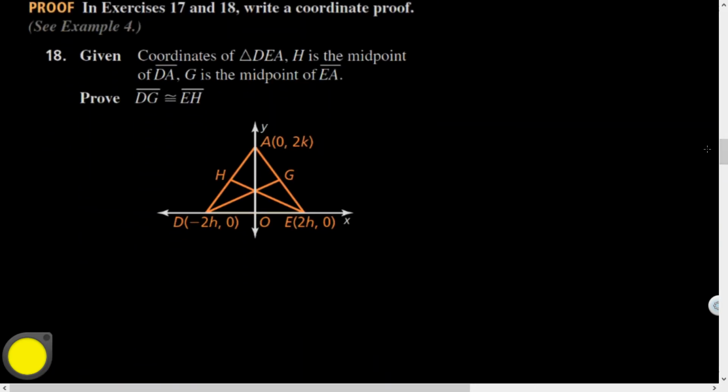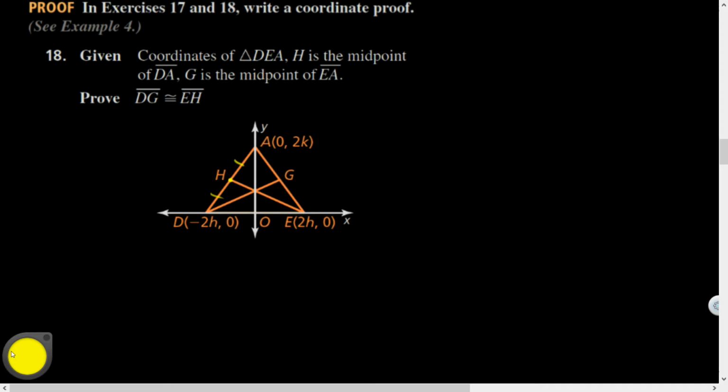Let's see. Last problem. All right. Write a coordinate proof. So let's see if you guys can help me out. It says H is the midpoint of DA. All right, so that means this is congruent to that by definition of midpoint. That means we can actually find the coordinates of H. Is H going to help us? Yeah, they want us to find a segment length in terms of H.